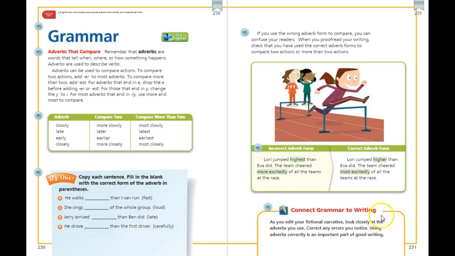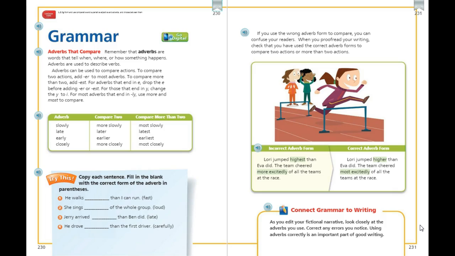Connecting grammar to writing. As you edit your fictional narrative, look closely at the adverbs you use. Correct any errors you notice. Using adverbs correctly is an important part of good writing, and it can make it so much more interesting for your readers to read.